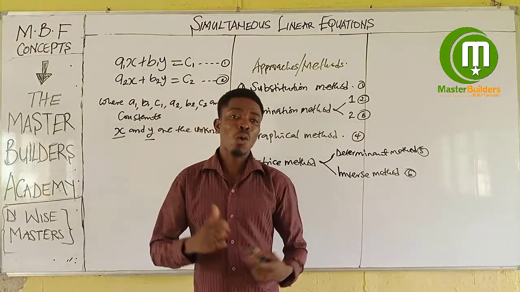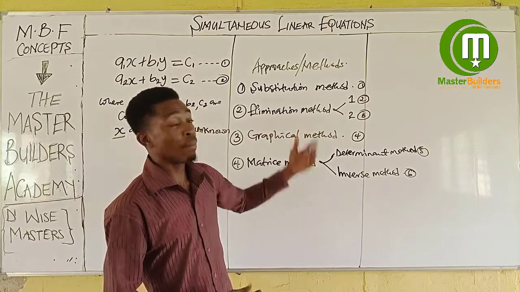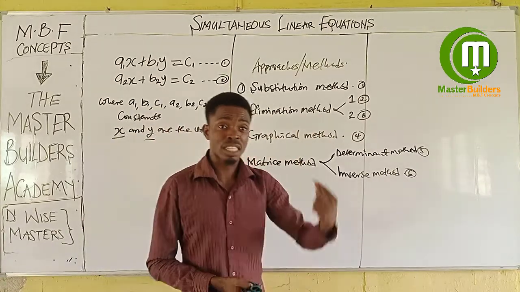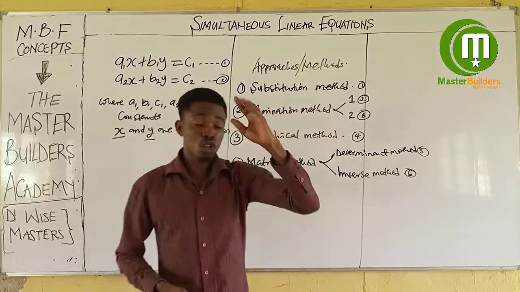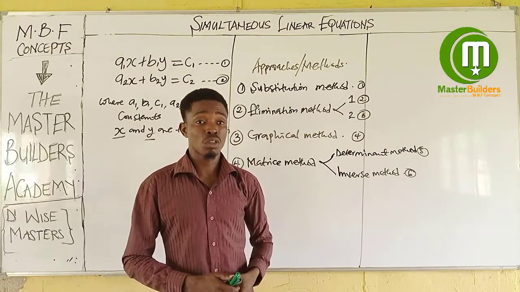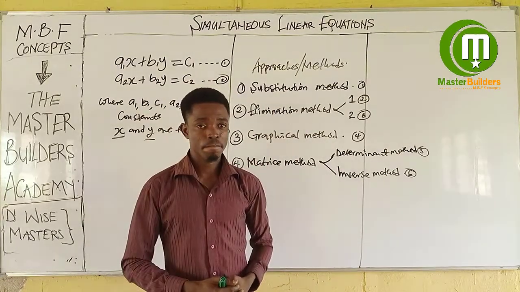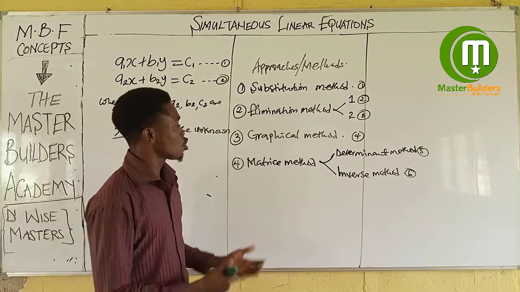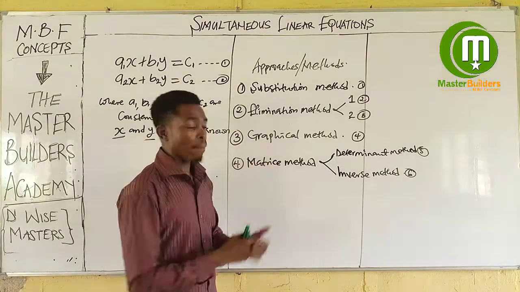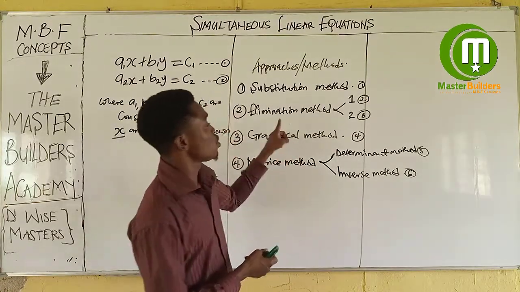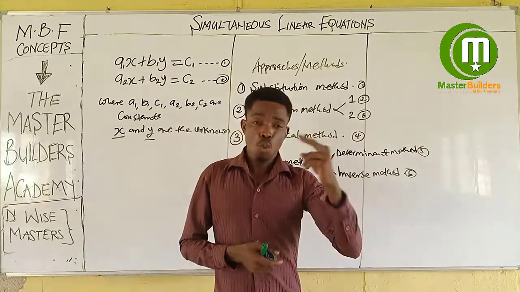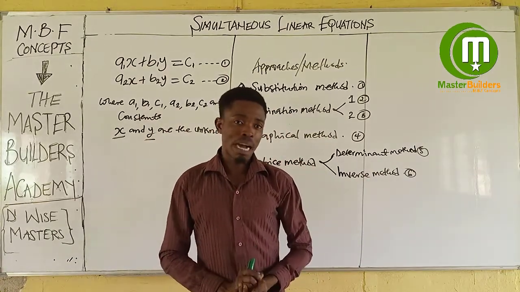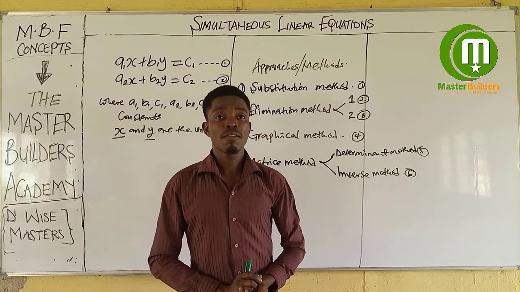So if the examiner requires you to use elimination, and because you are not good with elimination, you now decide to use substitution, you have successfully failed that question 100%. Or the examiner asks you to use graphical method, and because you are not good with graph, you now decide to now use elimination method, you have 0 marks, which is 100% failure.